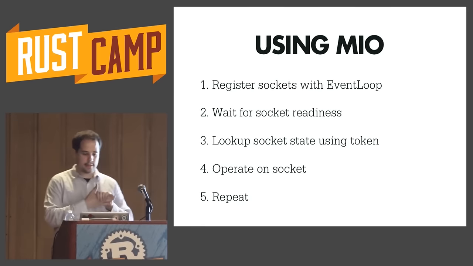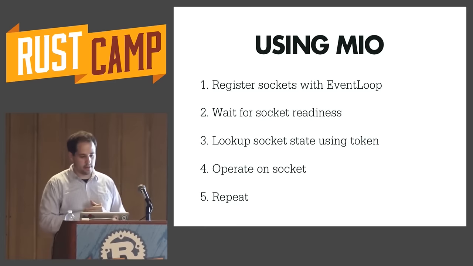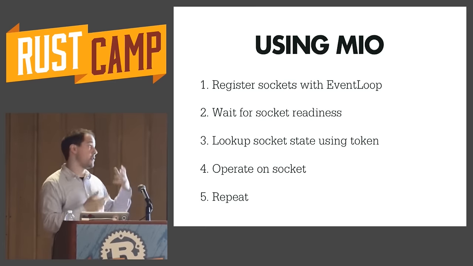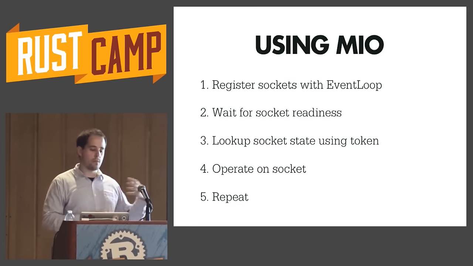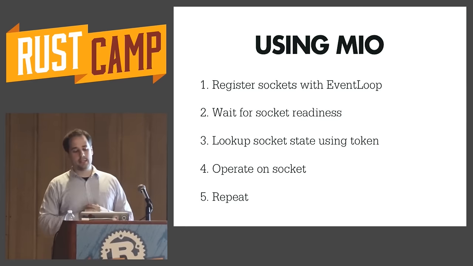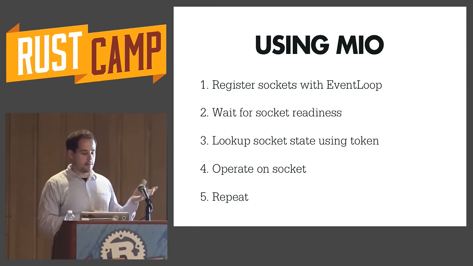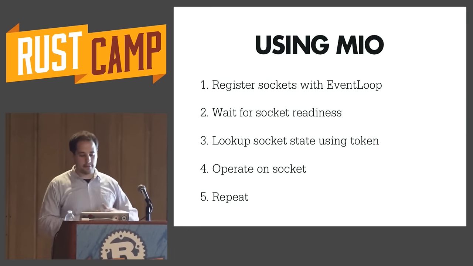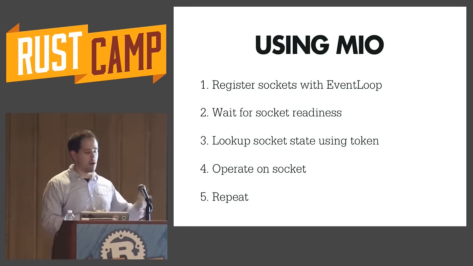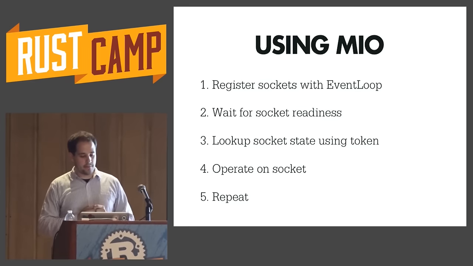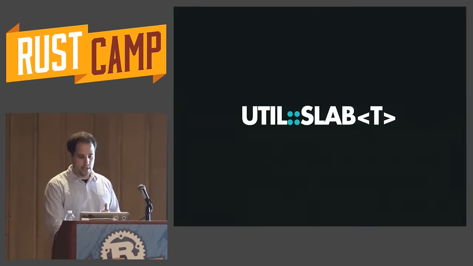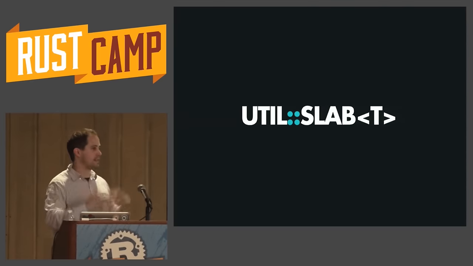So far, a recap of how MIO is used. Step one, you create the sockets, then you register the sockets with the event loop, specify the token, and decide whether you want edge or level notifications. Then you wait for socket readiness, which is just running the event loop, and the event loop will call the handler. Once the notification is received, you get the token, look up the state, operate on the socket, and repeat.